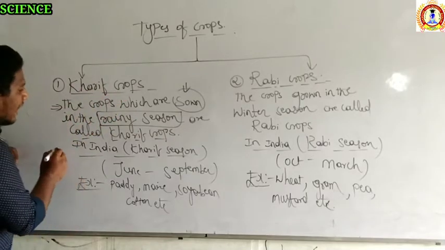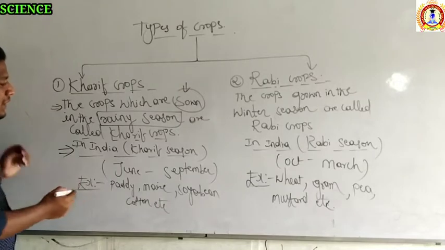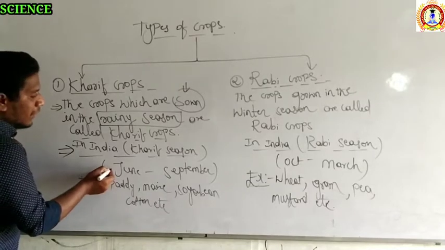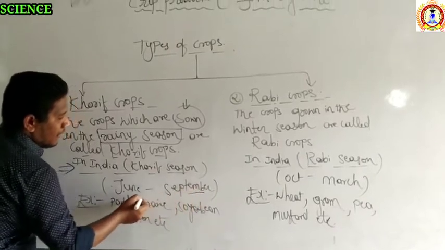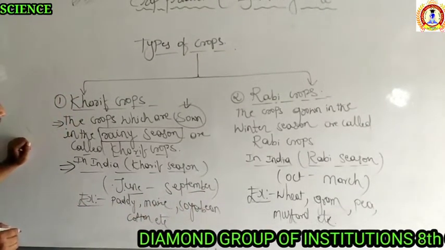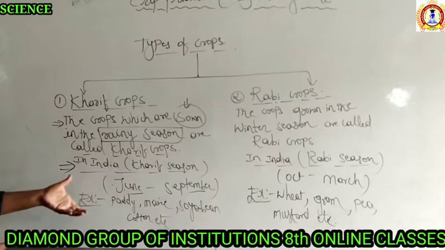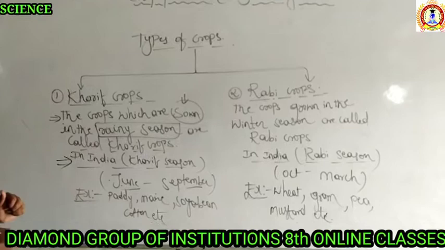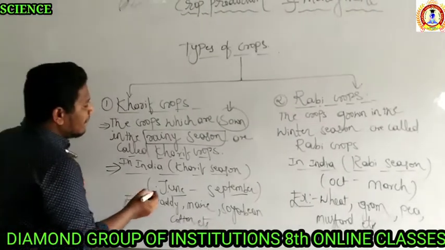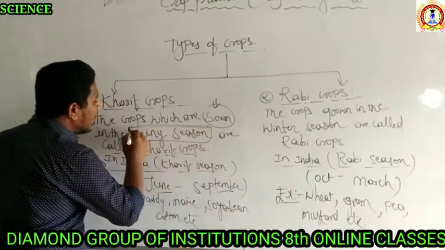Then in India, which season is called the kharif season? The months from June to September. It is the June to September months. It is called the kharif season, in which the kharif crops are grown. Why are these crops grown in the rainy season only?